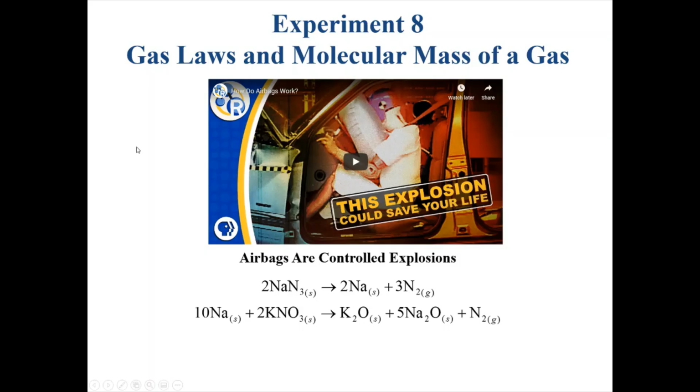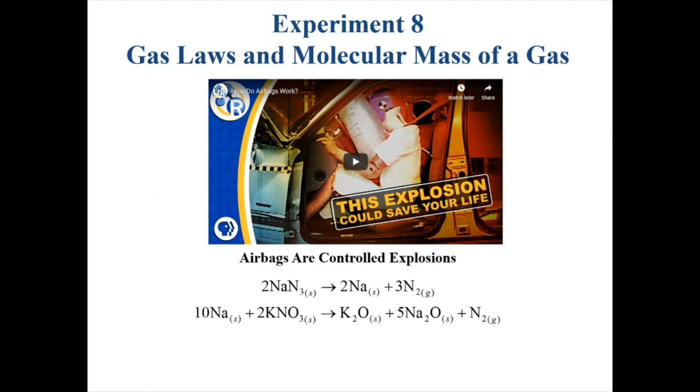In this video, we're going to talk about Experiment 8, which focuses on gas laws and the molecular mass of a gas. Because we're going to be doing this for two labs, we're going to be doing gas laws in Experiment 8 and then again in Experiment 9. I start Experiment 8 by talking a little bit about the practical applications of gases and gas laws.